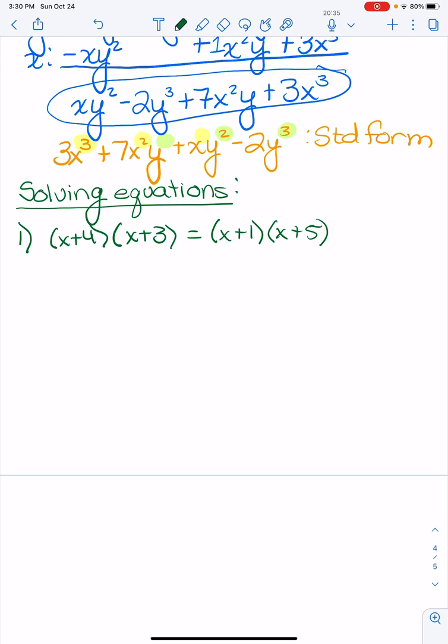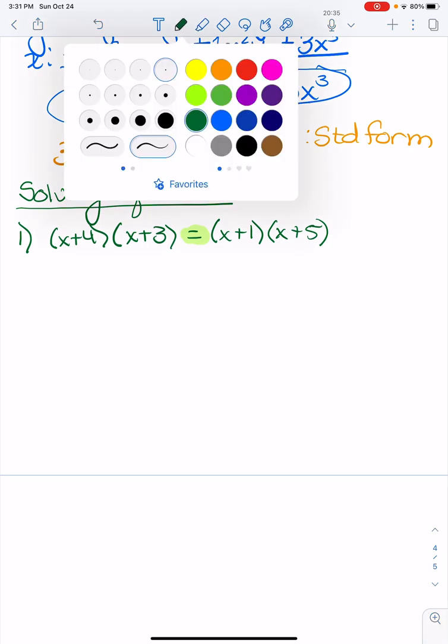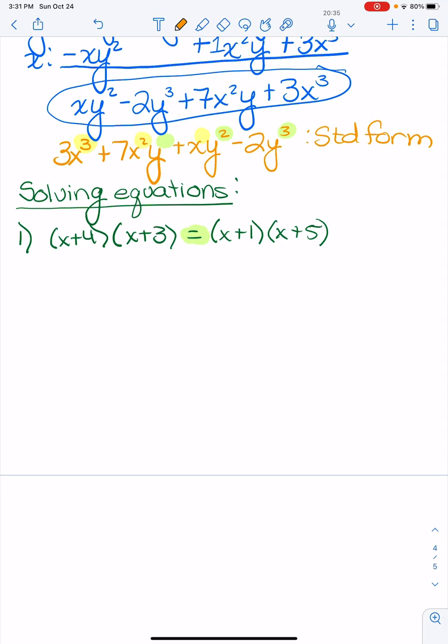All right, solving equations. How fun. All right, so if you notice, this is an equation. It's got an equal sign. It's got binomials on both sides that we need to multiply. So what do you do when you don't know what to do? You just do what you know how to do. You just do something. X times x is x squared. X times 3 is 3x. 4 times x is 4x. 4 times 3 is 12. Let's do the other side.